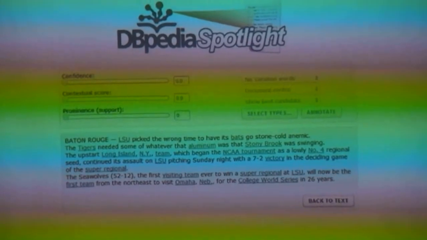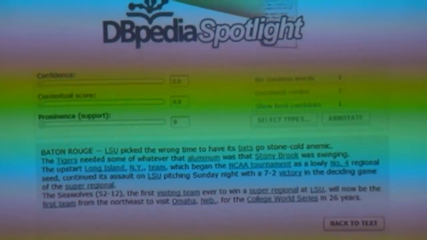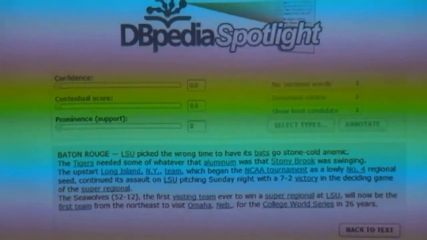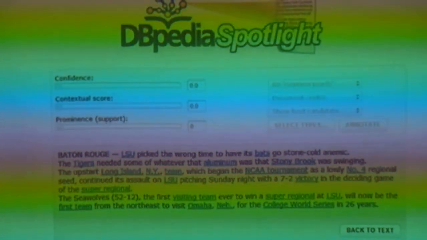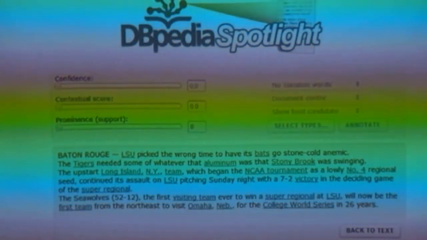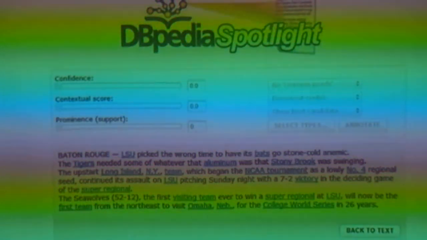And you have these controls where you can say, only show annotations that have a really high confidence, so that the system is very confident that this was a correct annotation. Or only keep things that are very relevant to the text, so you can increase the contextual score threshold. Or you can specify different phrase recognition techniques, or you can specify a SPARQL query that you want to apply. And I'm going to get into more detail about this later.